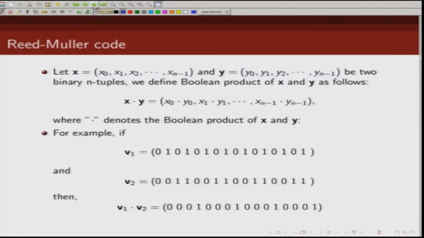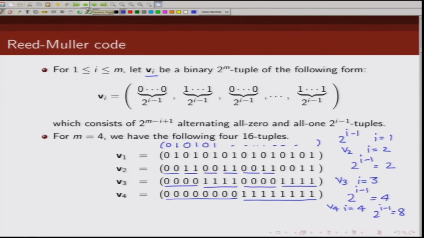So, let us take an example. This is our V1, if you recall, this was our V1 and this is our V2.